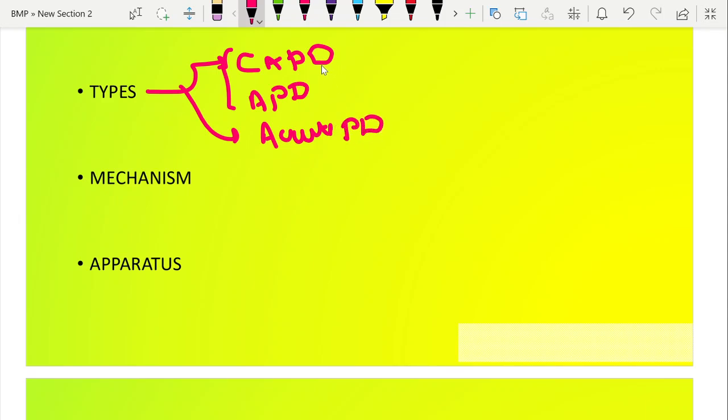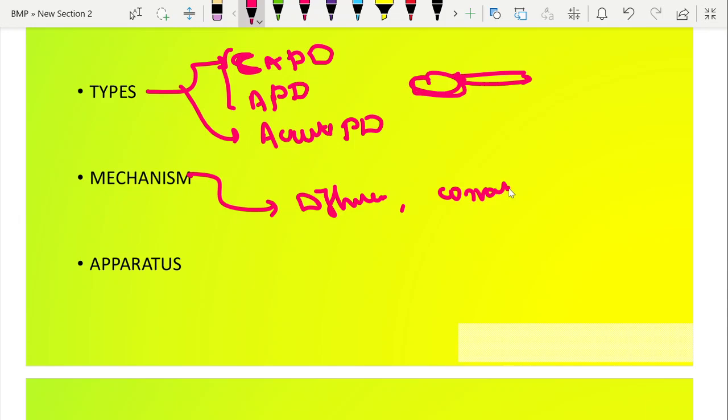Why is it called ambulatory peritoneal dialysis? Because after filling the fluid in the abdomen, the patient can move around. Why is it called continuous? Because the mechanism is occurring continuously. A means automated peritoneal dialysis. There is a machine which pumps the fluid into the patient's abdomen and drains it automatically. No need for gravity. That is called automated peritoneal dialysis. What is the mechanism? The mechanism is the same: diffusion and convection. Is there any apparatus similar to a hemodialysis machine?